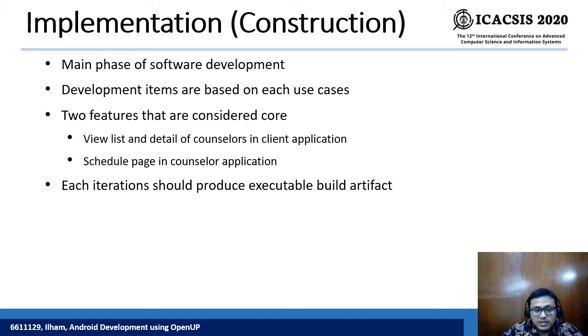The first one is so the client can see a list of counselors, then go to the details and book some schedule. The second one is where the counselor can manage their schedule, such as add a new schedule or remove a schedule. Each iteration should produce an executable build artifact. We can see that this is an artifact of OpenUP. For the Android application, it should produce an APK formatted file that can be executed to test the part or feature that was produced in that iteration.